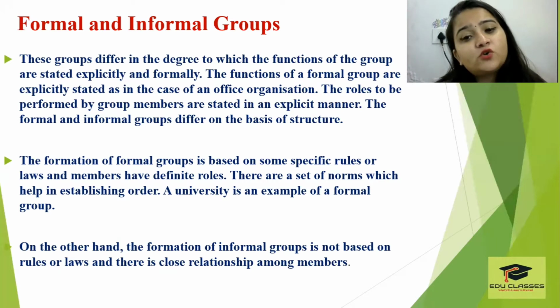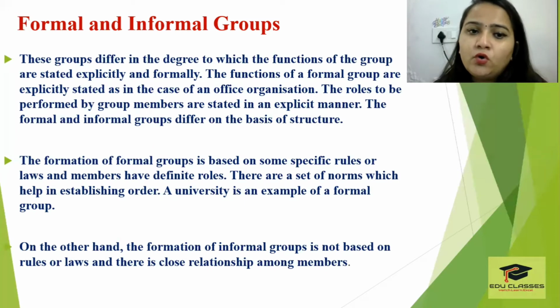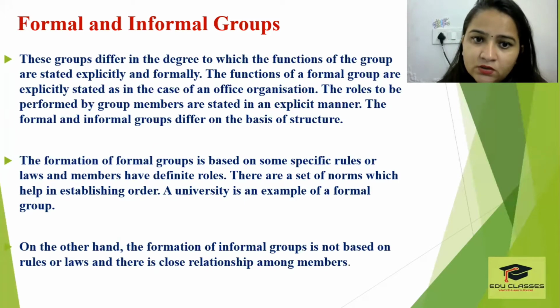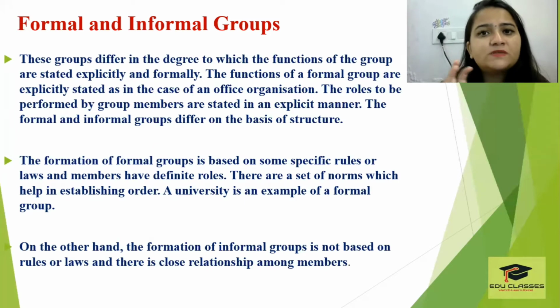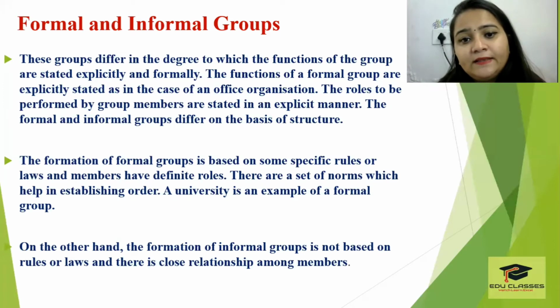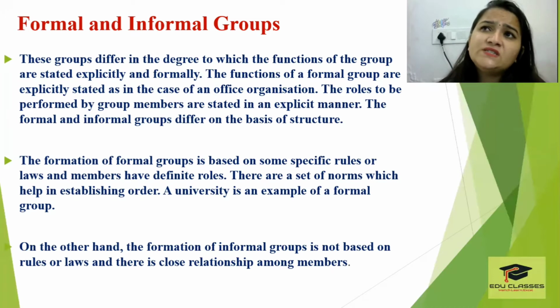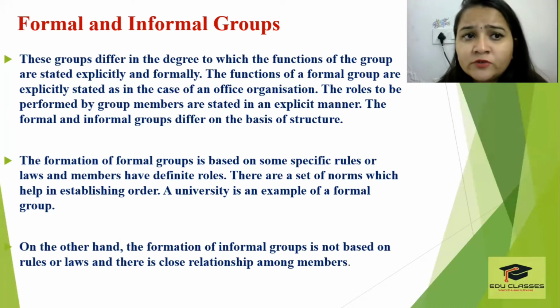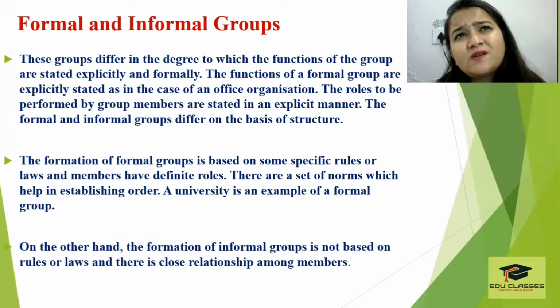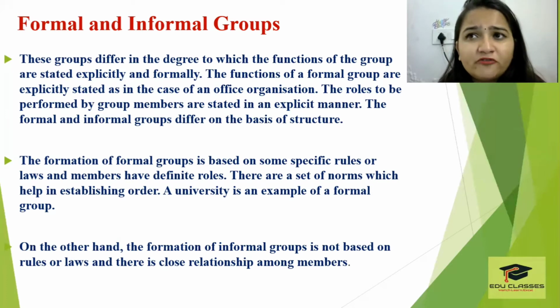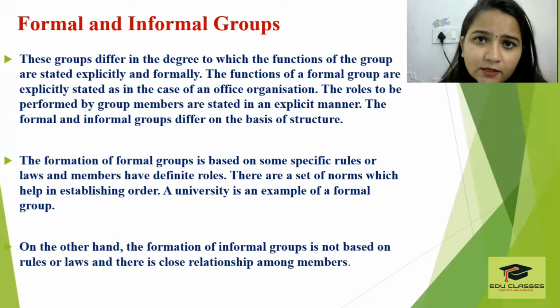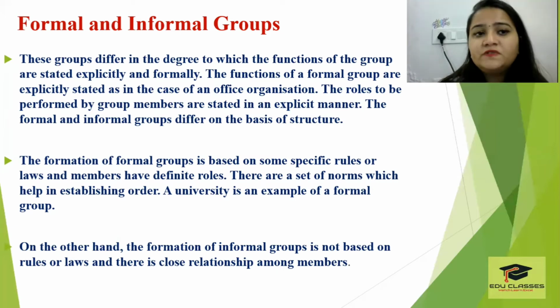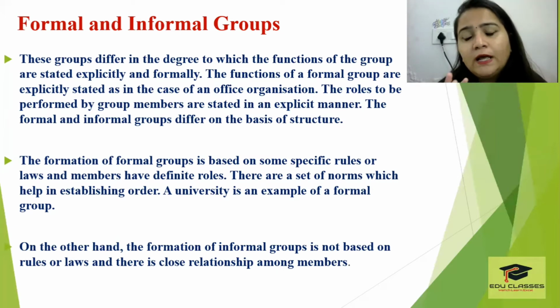Formation of formal groups is always based on some rule, some law, or some definite roles, right? So there is a purpose behind a formal group. And there are a set of norms which help in establishing order. So there's always a guidebook which you follow in a formal group. Some examples of this could be a government department, a university setup, a college, right? All of these are examples of a formal group. You become a part of a university, so that becomes your formal group.